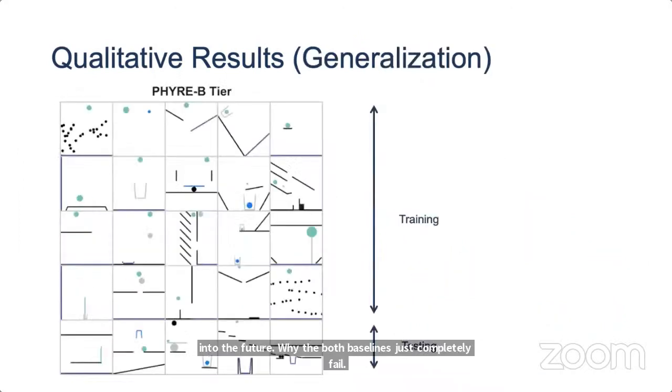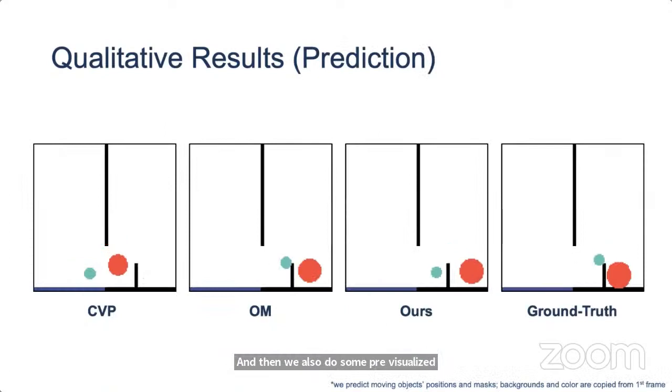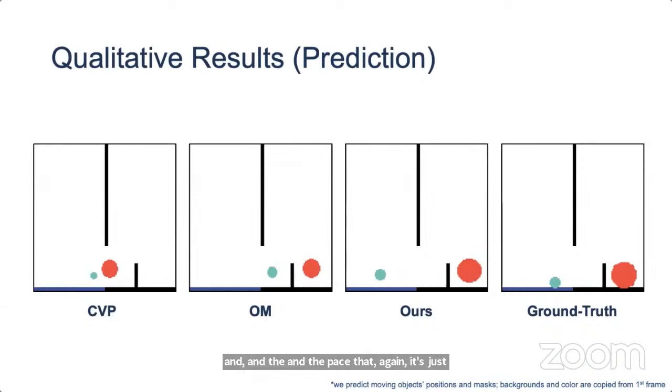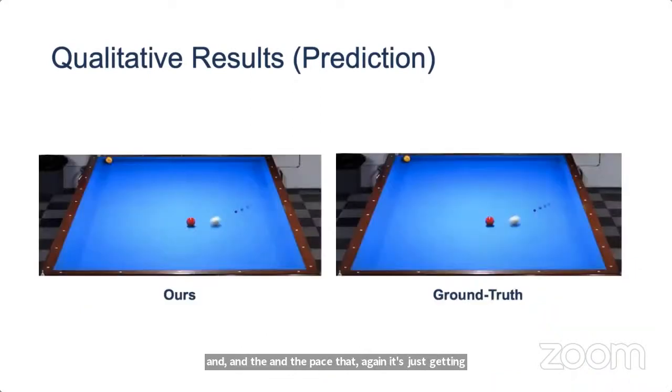We also do some visualization for generalization here. Essentially, in this particular environment, given the initial frame, we predict the future. We can see our method still generalizes to this out-of-distribution, unseen environment, and the baseline, again, is just getting very confused. Here are some more results on prediction in real videos, where we predict very long trajectories across the table.